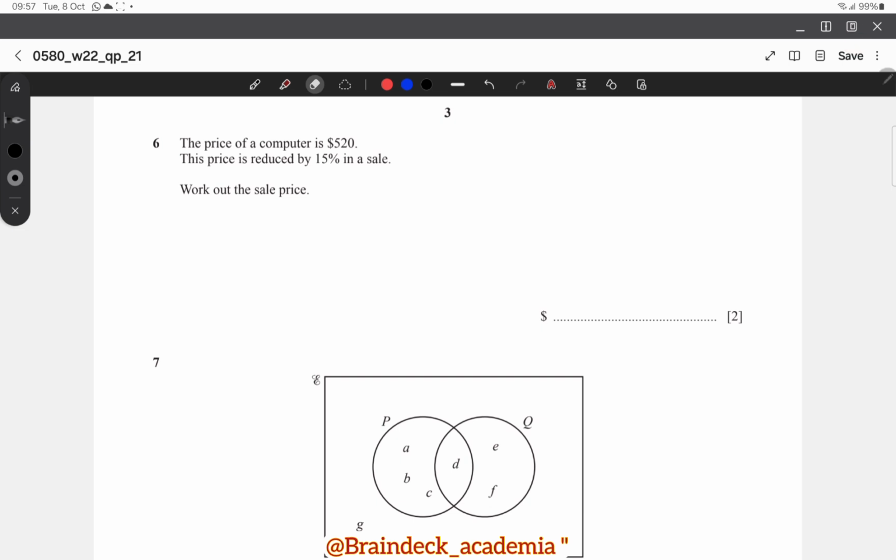Number 6 question. The price of a computer is $520. This price is reduced by 15% in a sale. Write out the sale price. So it is reduced by 15% in the sale, so we should write out the sale price.